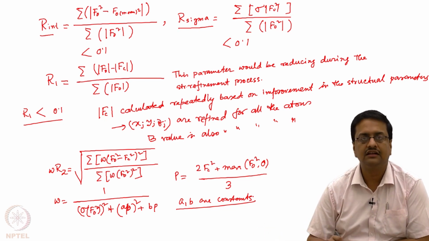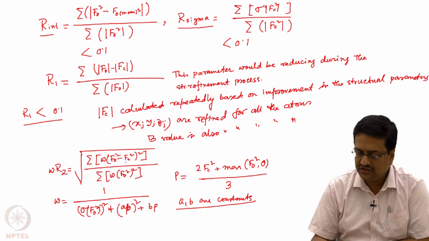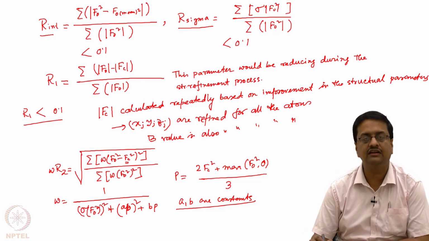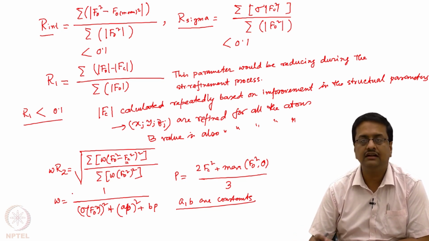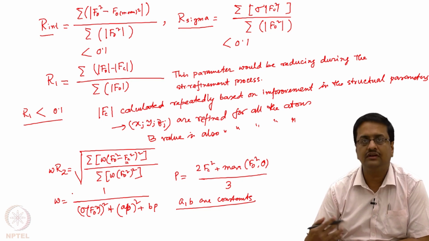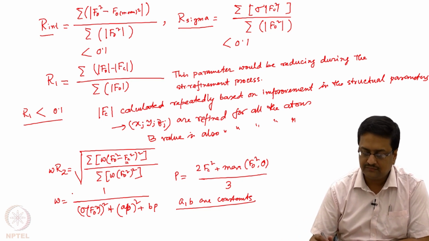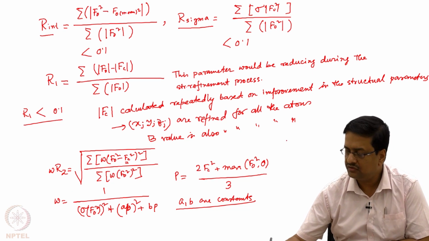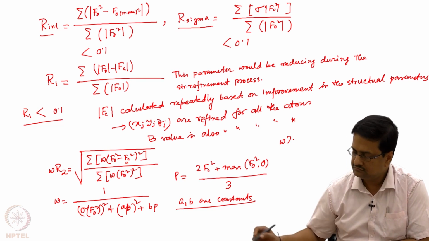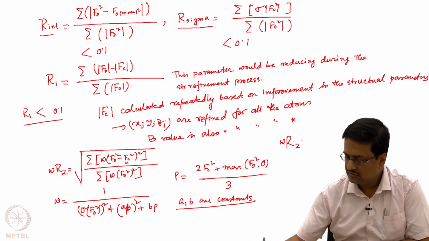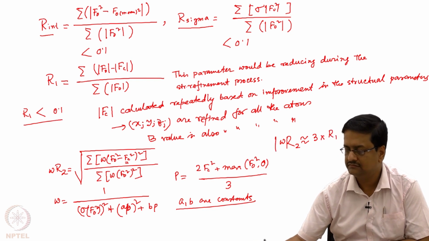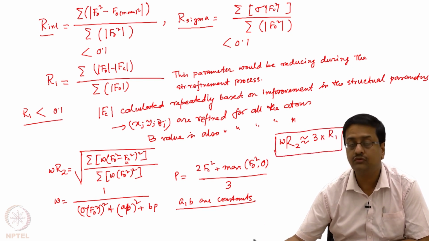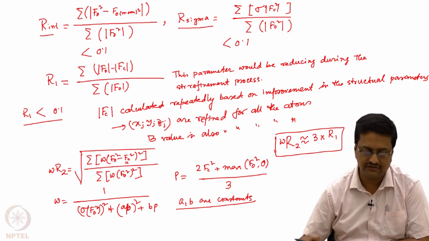So this parameter is also going to be reduced continuously, because this contains Fo square minus Fc square in the numerator, and this quantity keeps on reducing as and when you improve the model. So a general relation between R1 and wR2 is that wR2 is about 3 times the value of R1. This is a very crude relationship between these two quantities.